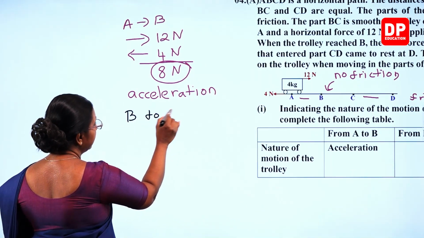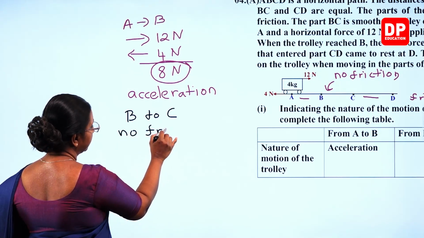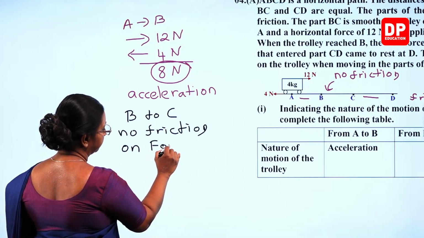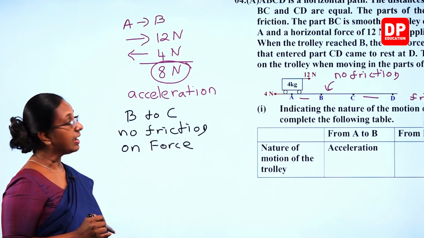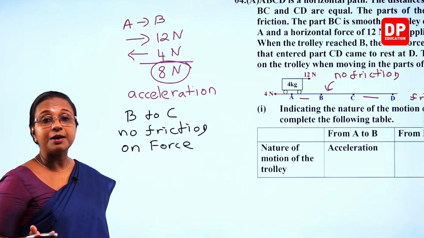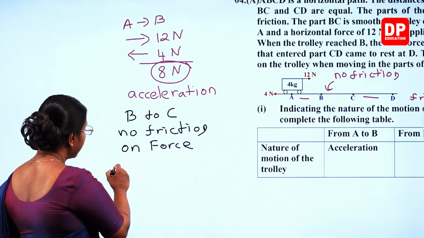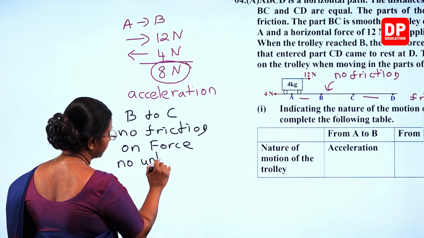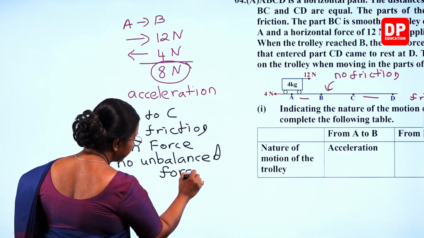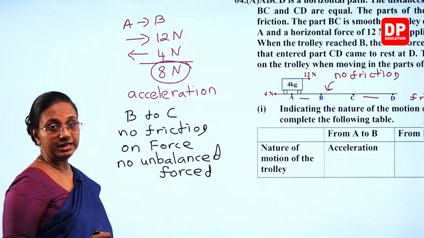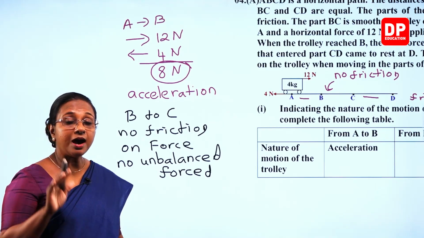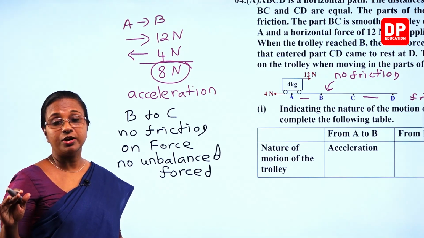But when it reaches point B, between B to C there is no friction and no force applied. Why? They stop applying the force of 12 Newton at point B. So will there be an unbalanced force? No. There is no unbalanced force. Then what will happen? Now there is a velocity for that trolley due to this 8 Newton force when it reaches point B. But after that there are no forces acting on it.